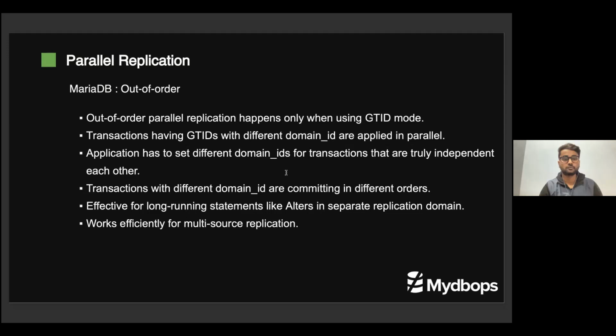So there will be no waiting state. Normally, if there is no different domain ID, then that worker has to wait until the ALTER completes. But here, as it's a separate domain ID, workers can be allocated to apply the other transactions in parallel on the replica, and it works efficiently for multi-source replication. As I told, it benefits more in multi-source replication, where we have different replication domain IDs.